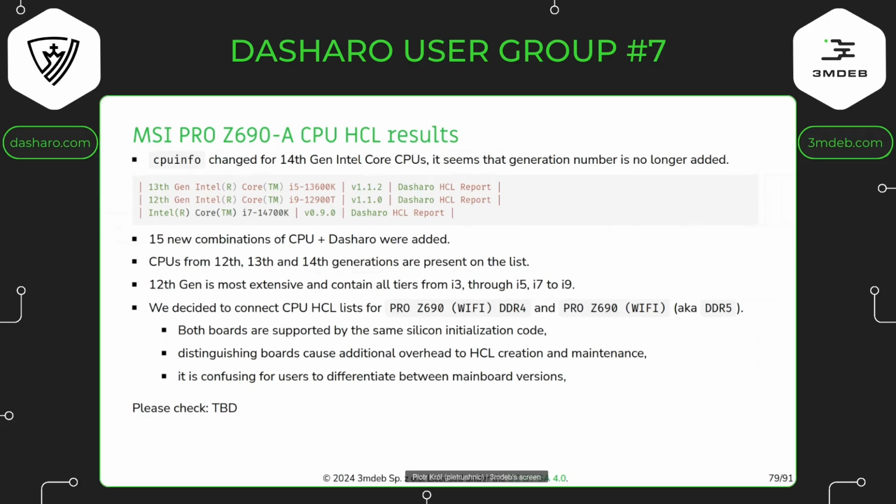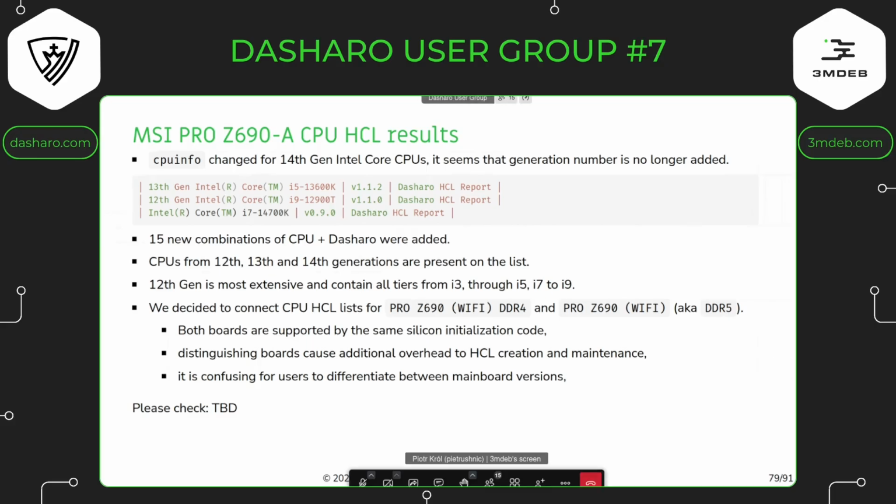So we can see this is a 14700K CPU, and there is no generation at the beginning. But for all the previous ones, there was a generation at the beginning. So someone decided to either change the format of this file, or this is Intel's new approach. So for Z690, we found 15 new combinations of CPU and Dasharo version.